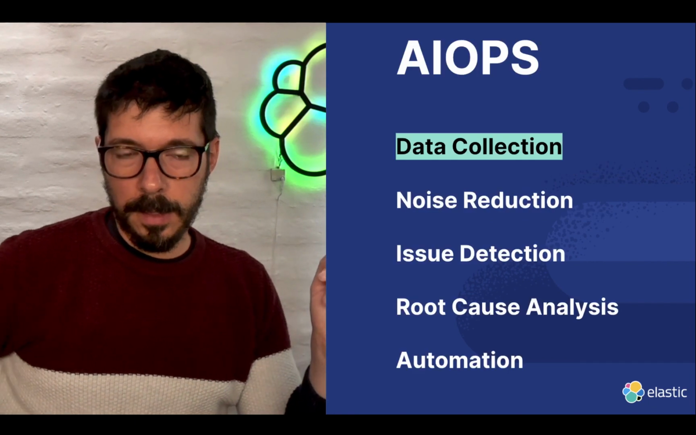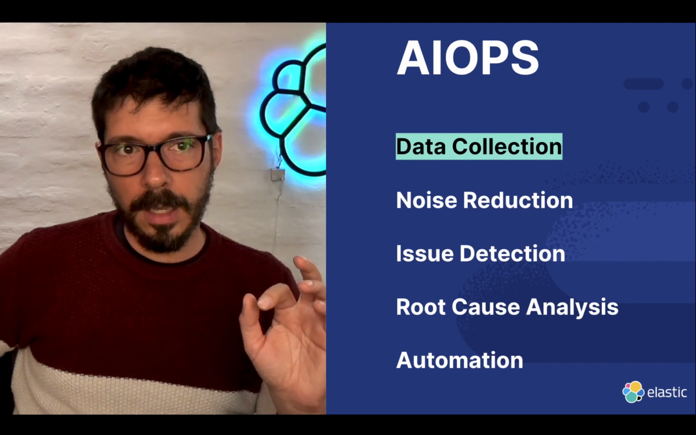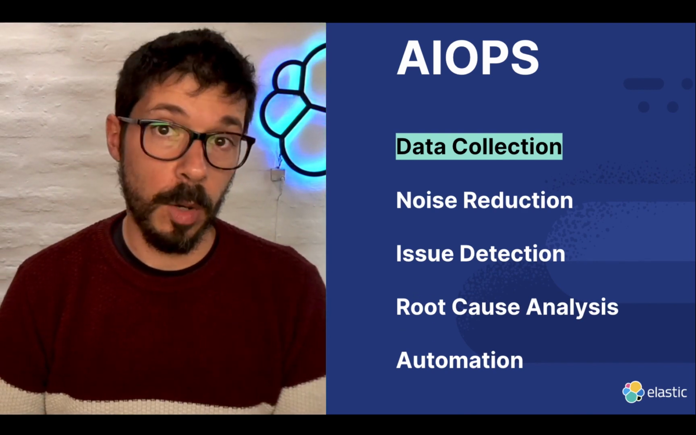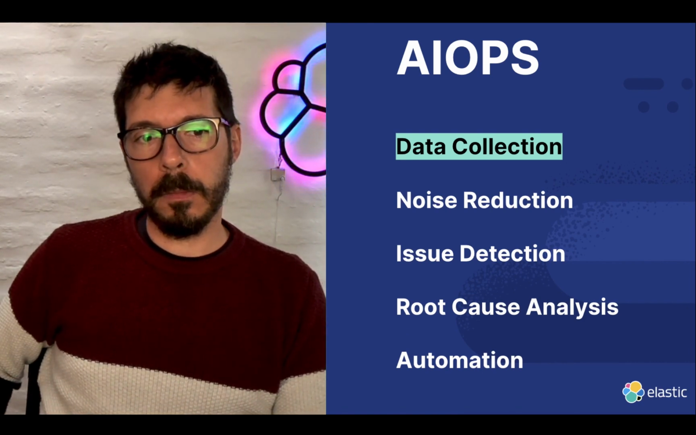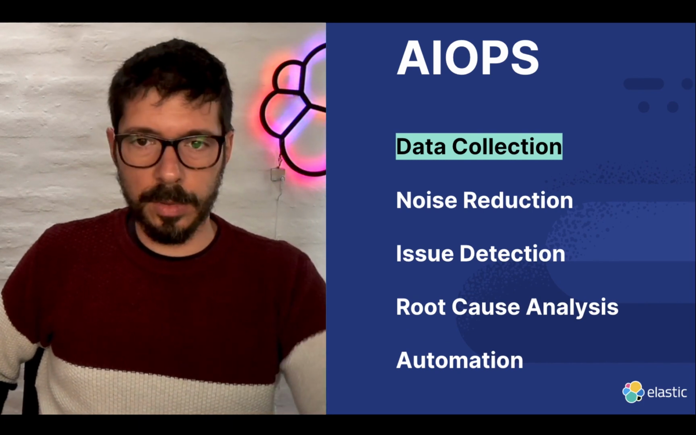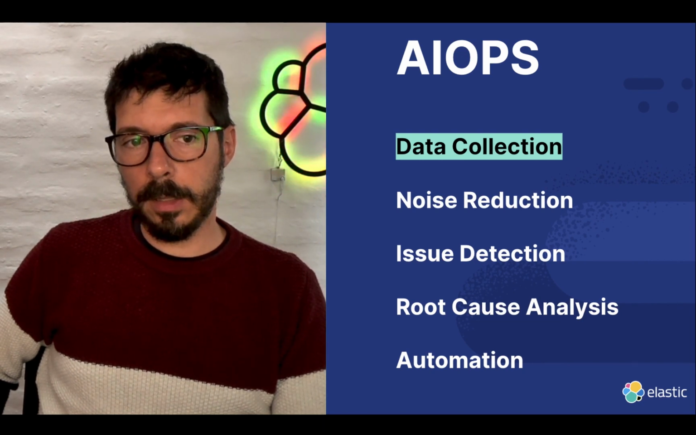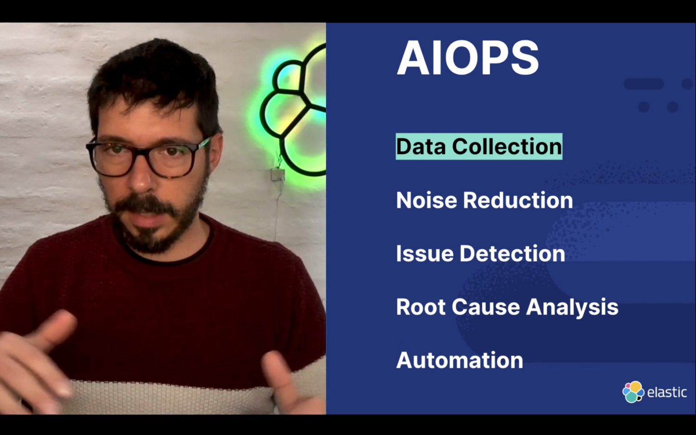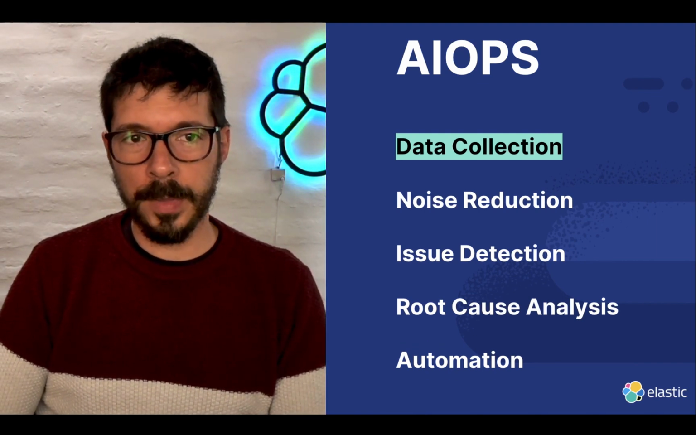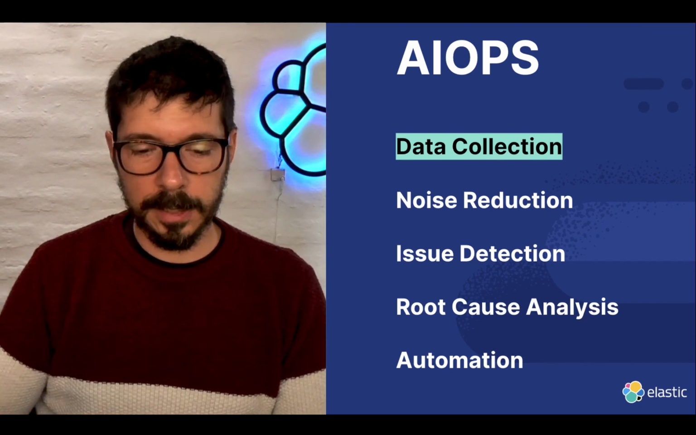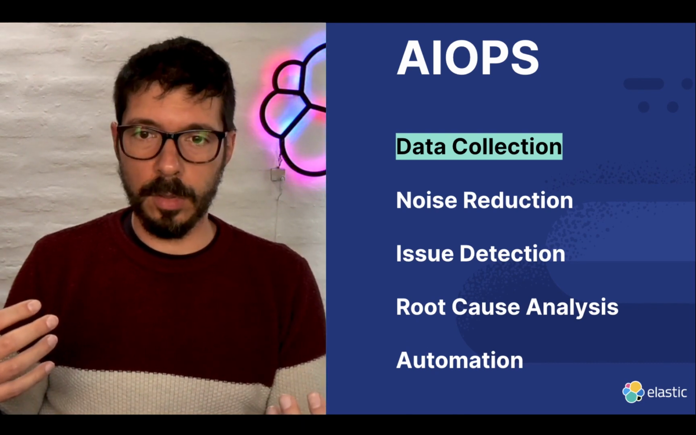We have 5 main use cases in which AIOps can be really helpful. We are going to start with data collection today, but we have 5 in total. It will be a series of 5 videos, and we are going to spend some time setting the basis for the rest of the use cases in this video. AIOps can help you, for instance, reduce the amount of noise that is coming from those systems.